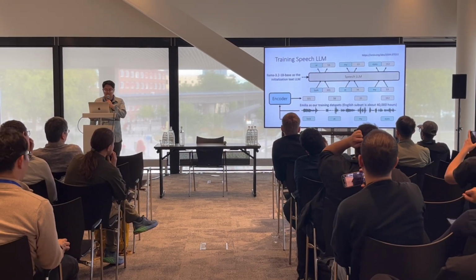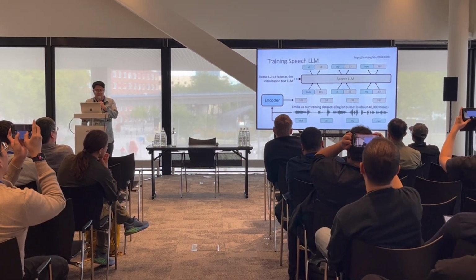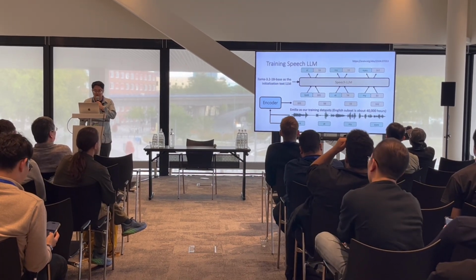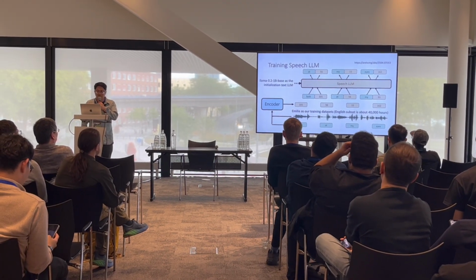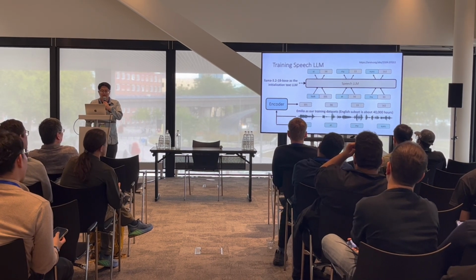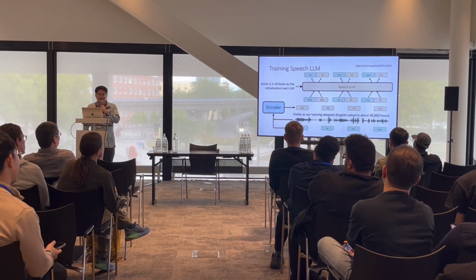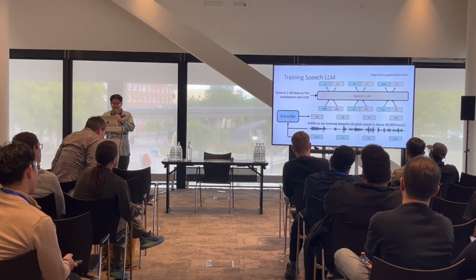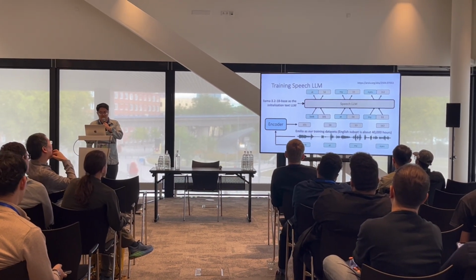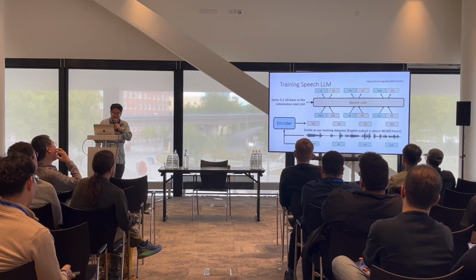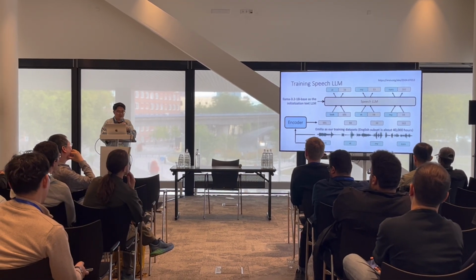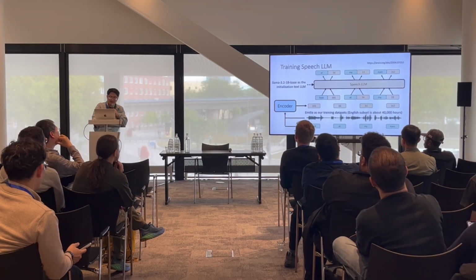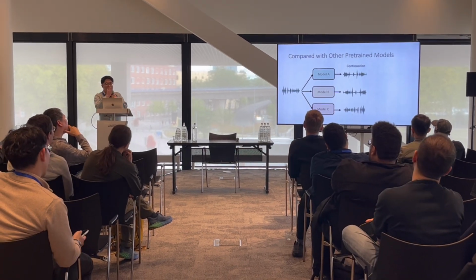Then we initialize the model with the Llama 3.2 1 billion base model and train the model. It can generate one text token and one corresponding speech token at each time step. We only train a 1 billion model because we have limited computing resources. So anyone who has computing resources is welcome to try this technology on a bigger model to see what we will find. Okay, so it's just a pre-trained model.